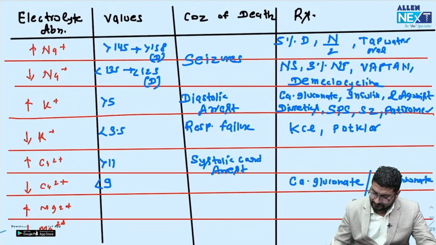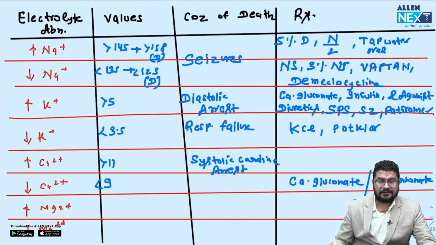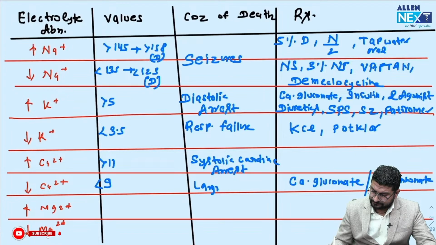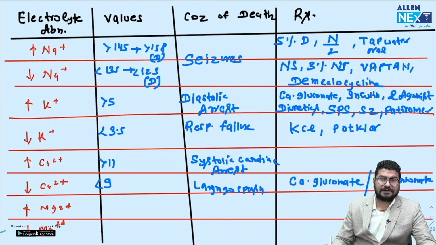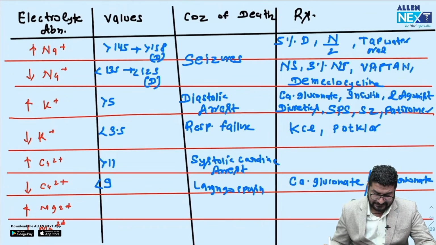Systolic cardiac arrest. And in hypo, the cause of death will be laryngospasm. Laryngospasm. So how will you treat a person who is having hypercalcemia?